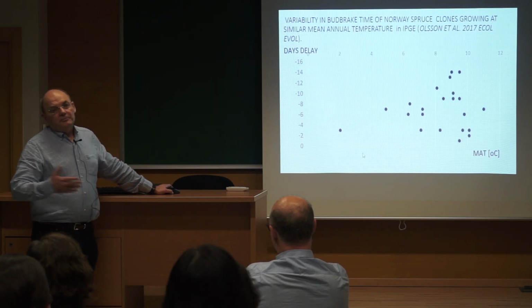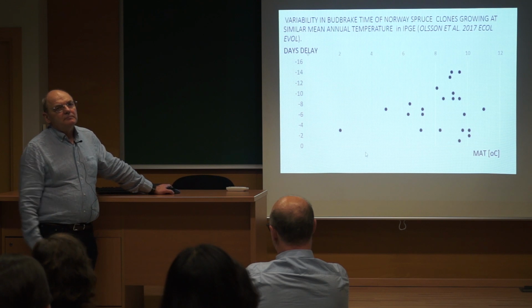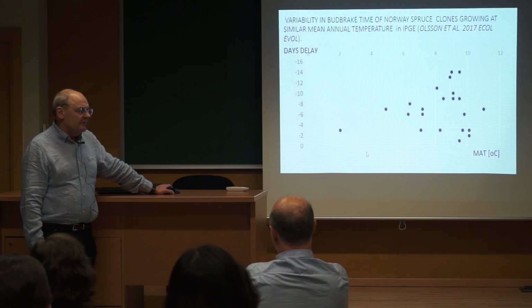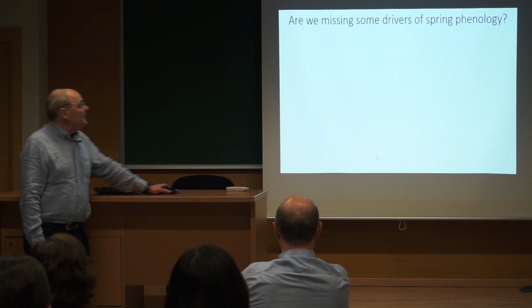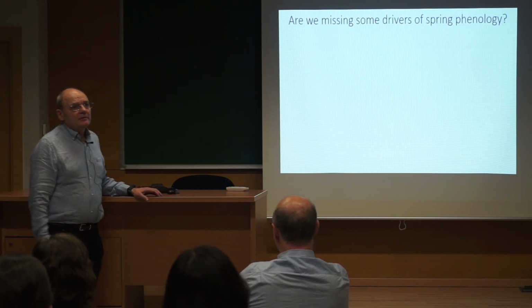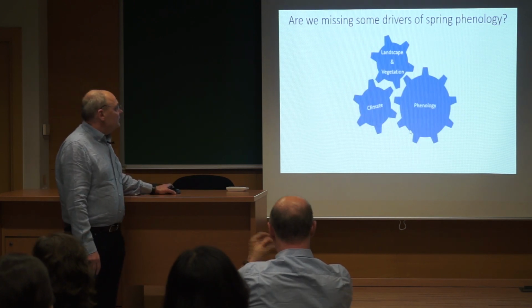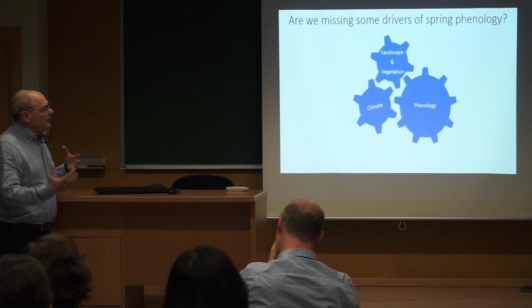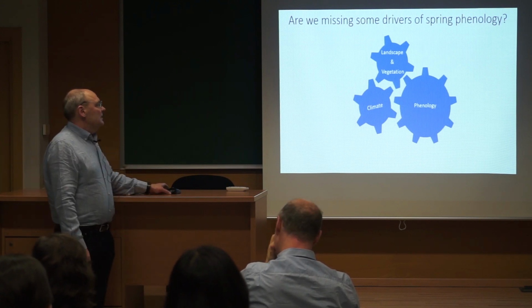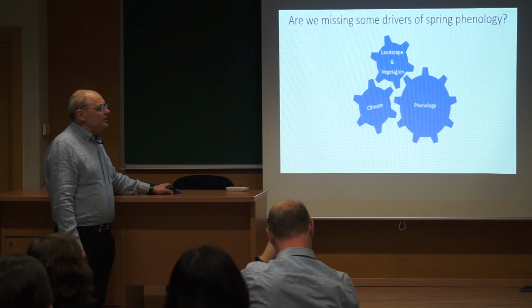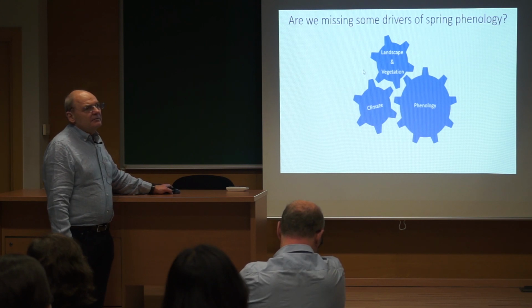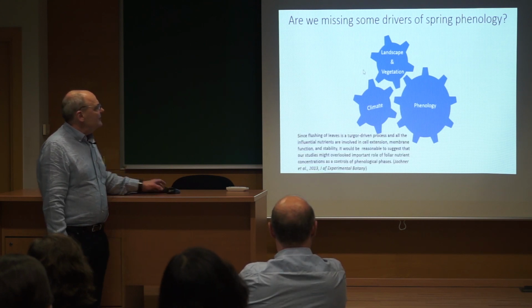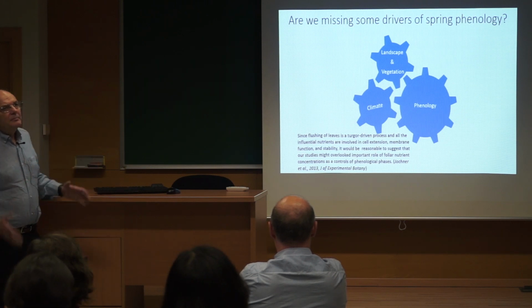Again, the problem is that there is spatial variability of phenology for the same species, even for the same clones. And this variability cannot be accounted for fully by temperature. So are we missing some drivers of spring phenology other than temperature? And this is exactly our point. So traditionally, phenology is considered to be a product or response to weather, climate, as well as vegetation, so the species composition, landscape. But recently, some people started arguing that we might be missing the bigger picture here.